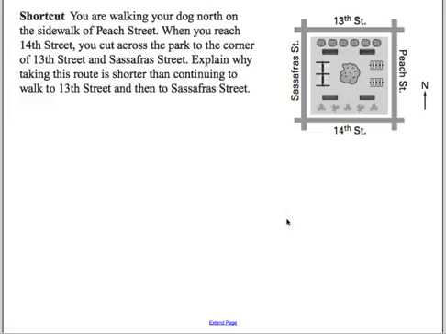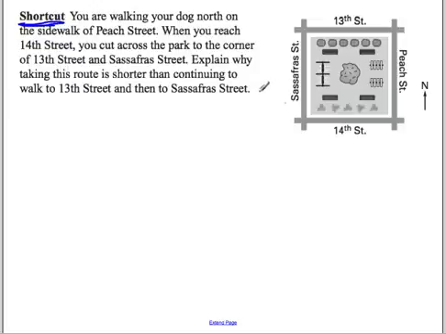Last problem we're going to look at, basically the shortcut. This is mathematically proving the idea that shortcuts are actually shorter than the longer distance. Okay, so the shortest distance between 2 points is a straight line as opposed to going through this.